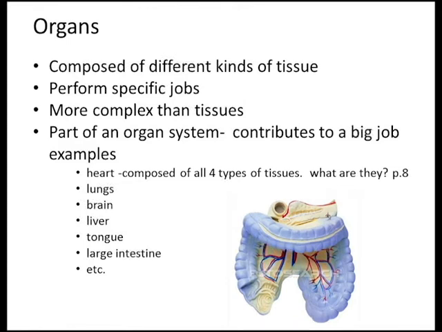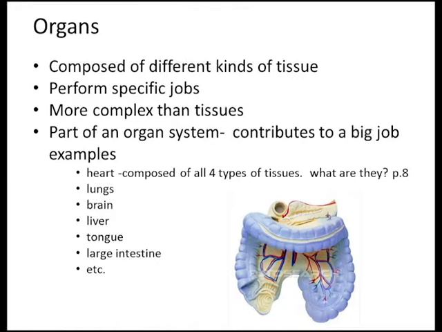So organs. Once you take a bunch of different tissues that are all working together, you end up with an organ. So one organ might have a bunch of different tissue types in it, but they're all going to be working together, and they're going to perform a specific job. They're going to be a little bit more complex than tissues, right? Like I said, you can have a bunch of different tissue types all doing the same thing in an organ. But it's going to be part of an organ system, so it contributes to kind of a bigger picture.